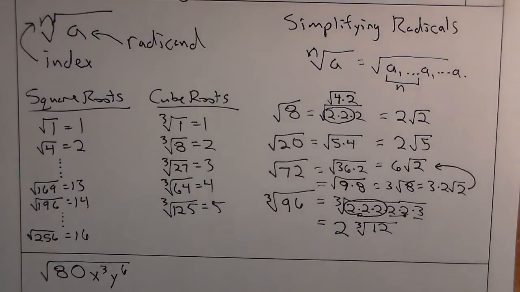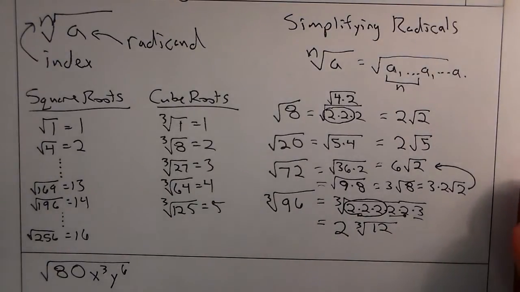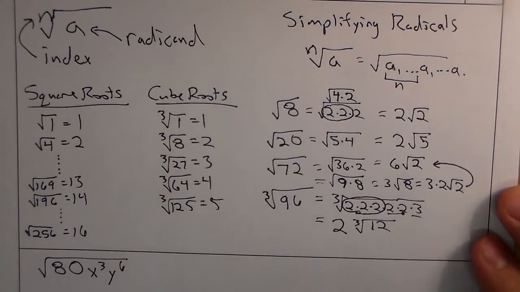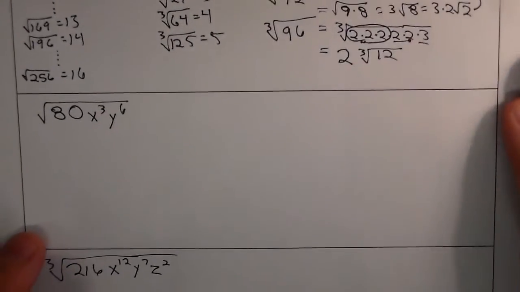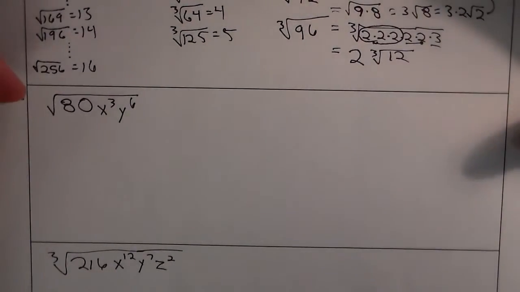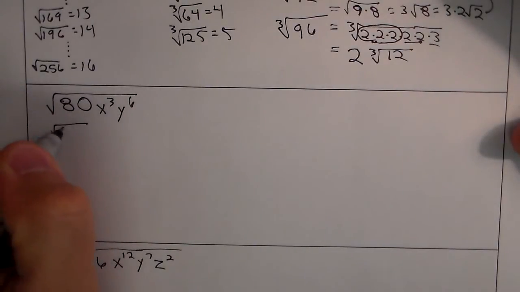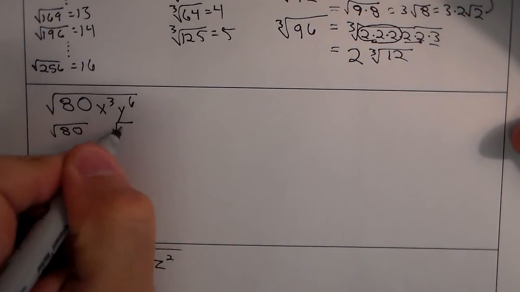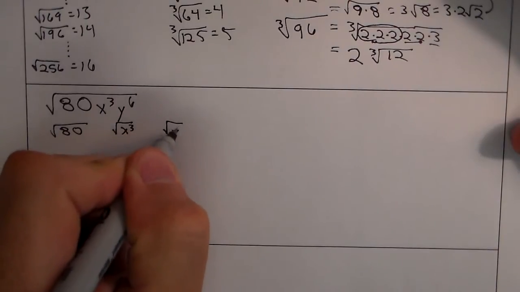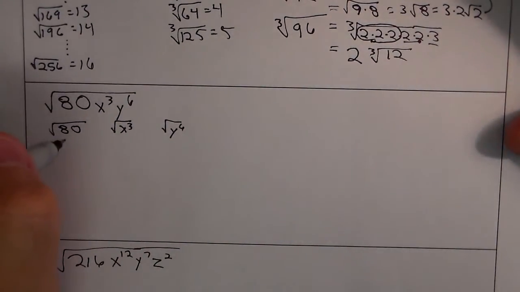So we can even extend that idea to whatever root that we have, 3rd root, 5th root, 7th root, whatever we go to. So what now about if we have variables involved? So I'm going to go with three separate parts. I have the square root of 80, x to the 3rd, and y to the 6th. Let's start with the square root of 80.